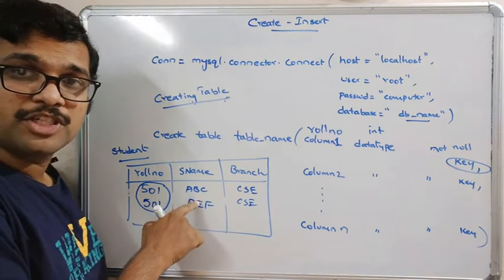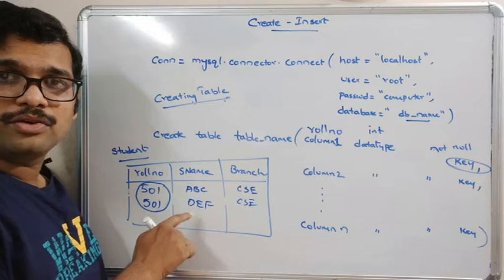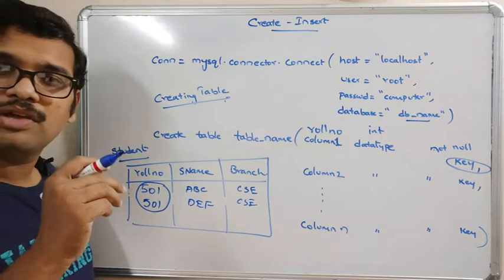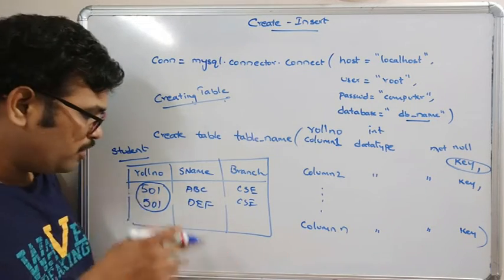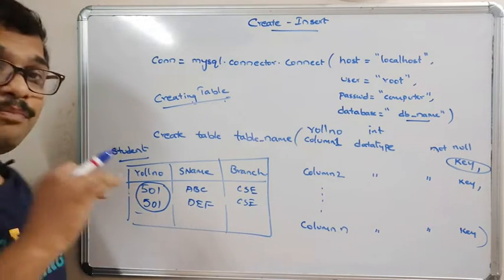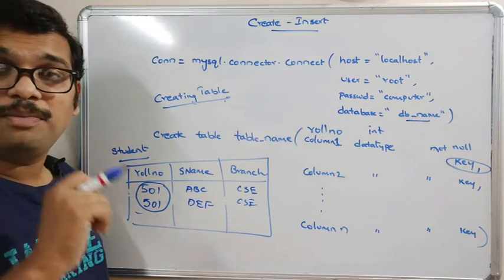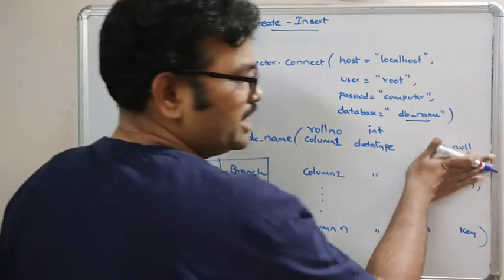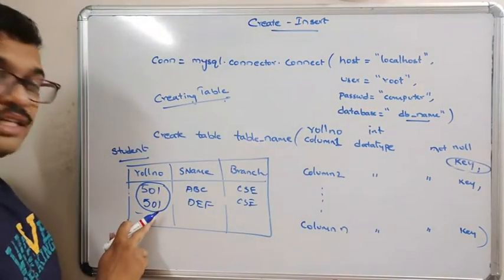So actually this must not be possible, right? Coming to the mobile number, or the roll number, or the email, that must be a unique ID. There should not be a duplicate. So if you are not giving this key, this insertion is possible.